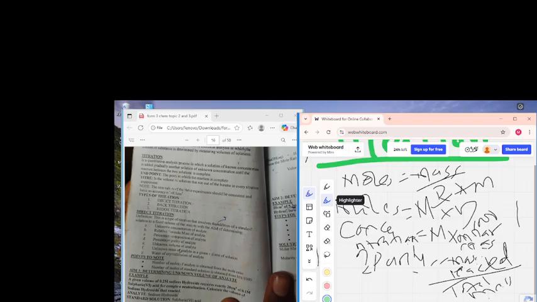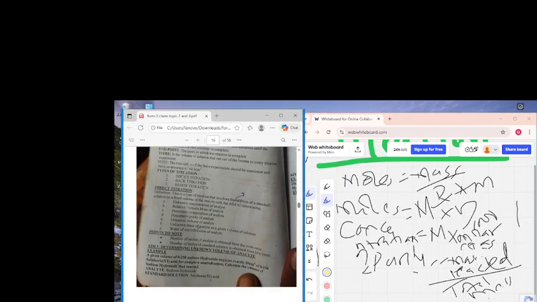Today we are going to dive into moles, and the subtopic is titration. In titration, we have three types: the direct titration, the back titration, and the redox titration. We have those three titrations.